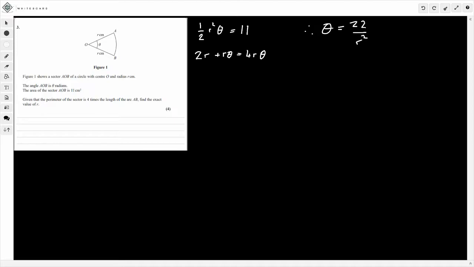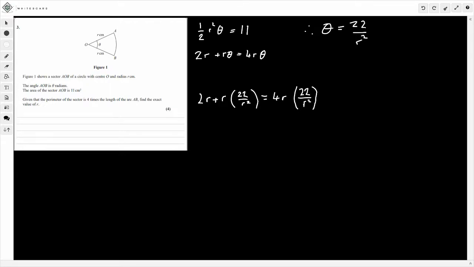Now what we're going to do is sub it back into this equation here, 2r plus r theta. All I'm going to do is write it out first and then we'll simplify next. So 2r plus r times 22 divided by r squared is equal to 4r times theta, so 4r times 22 divided by r squared.